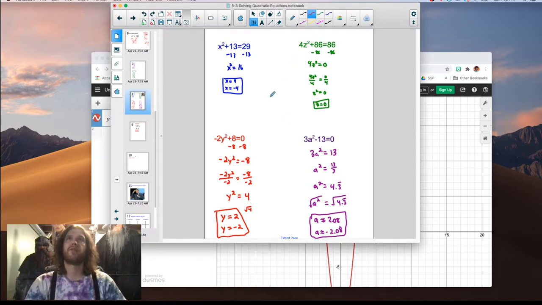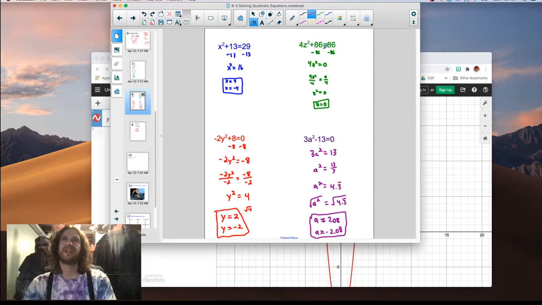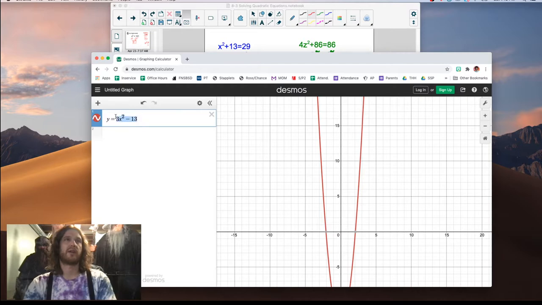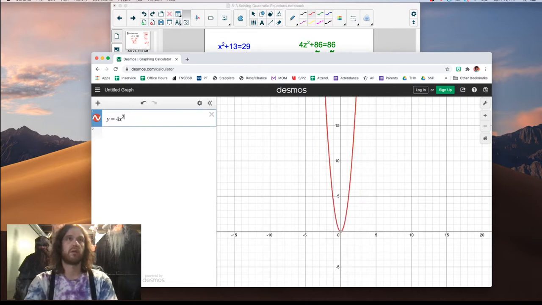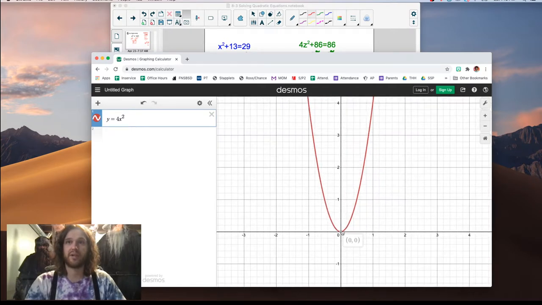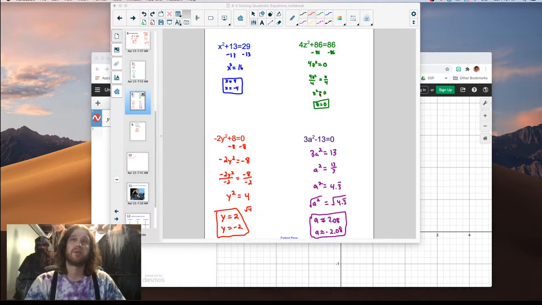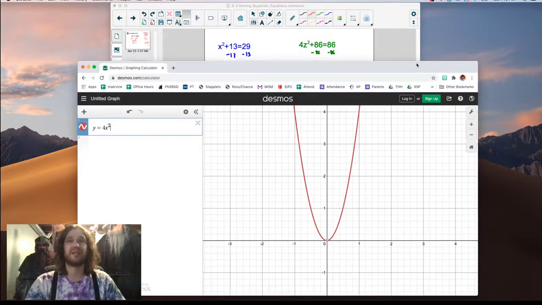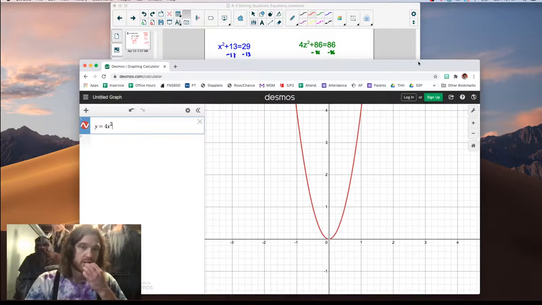Okay, and how about this one? When we get it in standard form, everything on the left side equal to 0, we end up with 4x squared. And 4x squared only crosses the x-axis at one point. It just touches it like this. So it only crosses at one point, which means it's only going to have one solution, which is x equals 0. I used x instead of z. It doesn't really matter. You can substitute that in no matter what letter is in your equation.